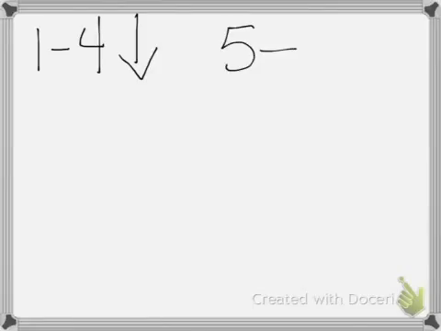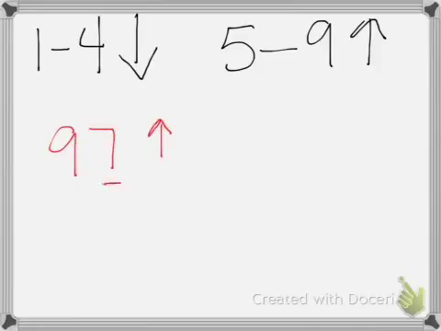We also practiced estimating today. Remember, when we estimate, we have to round. Mr. Bohr's trick: 1 through 4 in whatever value you're looking at, ones, tens, hundreds, thousands, we round down. 5 through 9, we round up. For example, if I had 97, I would round up. I'm looking at my 7. I would round up to 100.